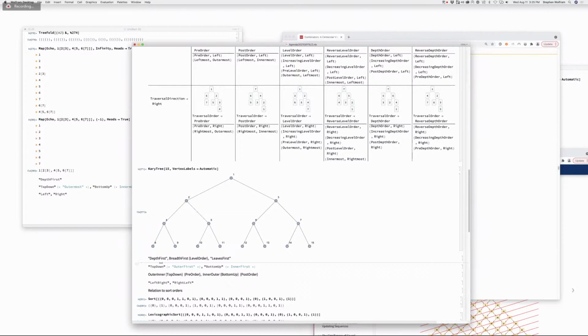George on a live stream is commenting pre, in, and post order traversal. Yes, we know. And we will certainly support those names. But that will be equivalent. Pre-order is equivalent to outer inner.